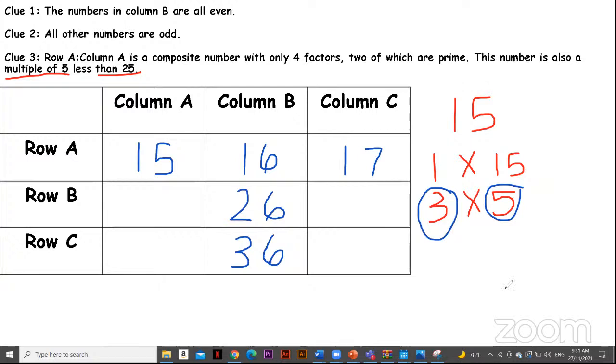All right, so Brianna says row C, column B, 36. Good. Let me see.